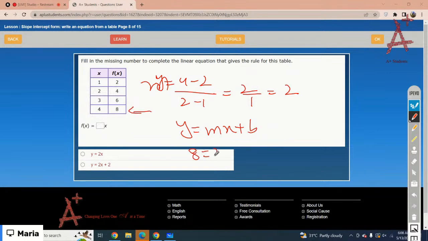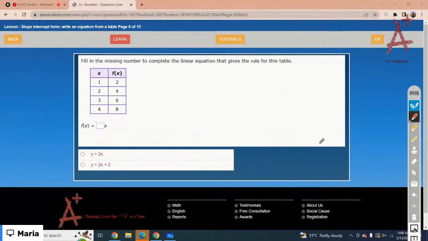It would be 8 equals 2 times 4 plus b. It would be 8 minus 8 equals b. That means b is 0. So it would be y equals 2x. Got it? The correct option is option number 1. It would be y equals 2x.